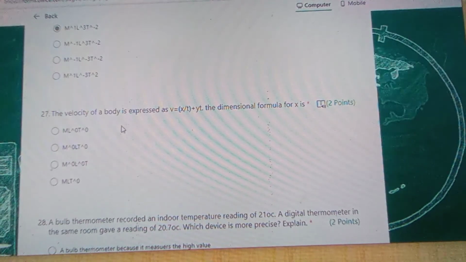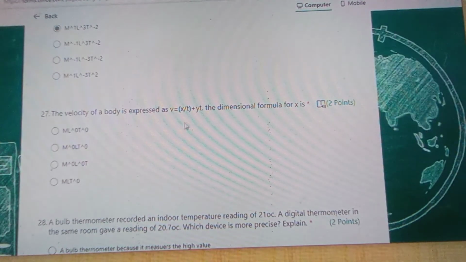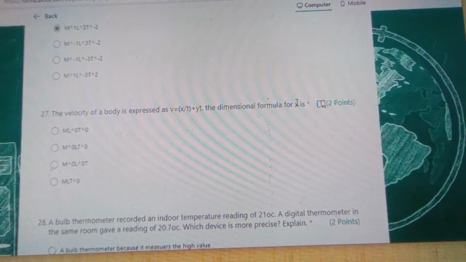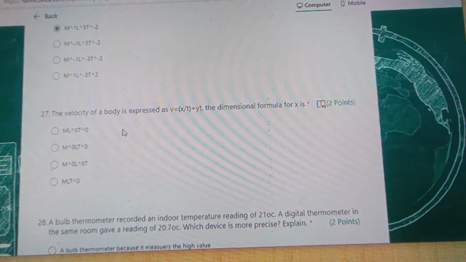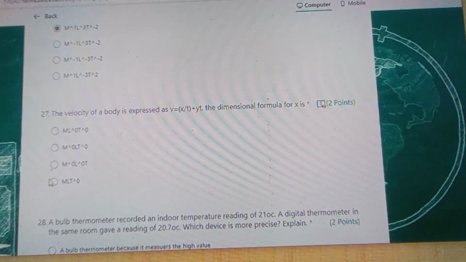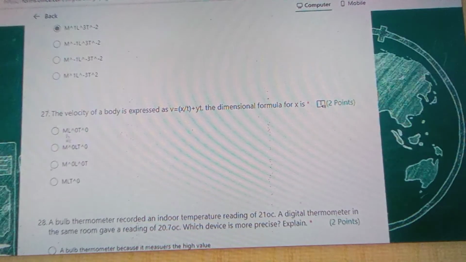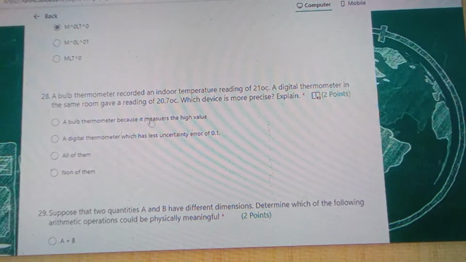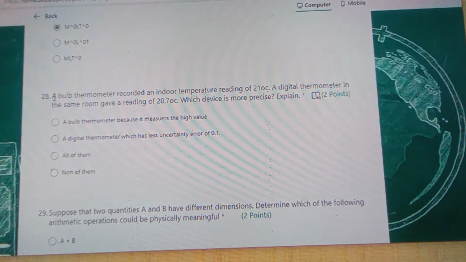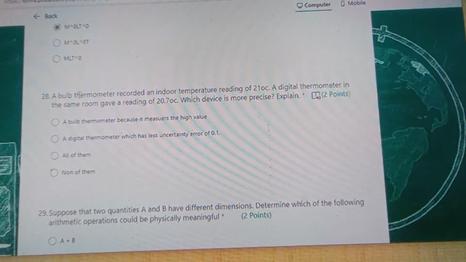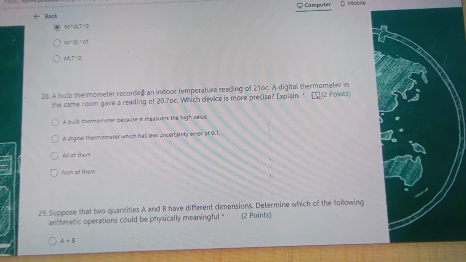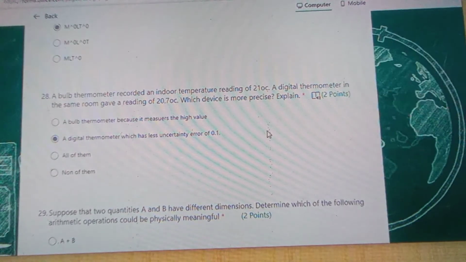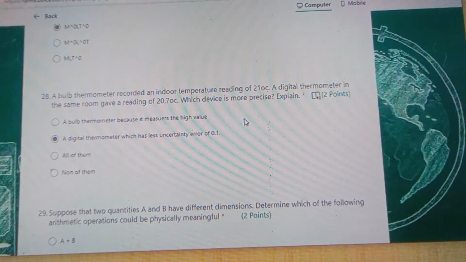27. The velocity of a body is expressed as this expression. Okay. Dimensional formula of x, this x, it is one of these given. Okay. You will need to choose it. I don't know it, but you have to observe carefully. Question 28. You will need the text and choose the best answer, which is more precise.